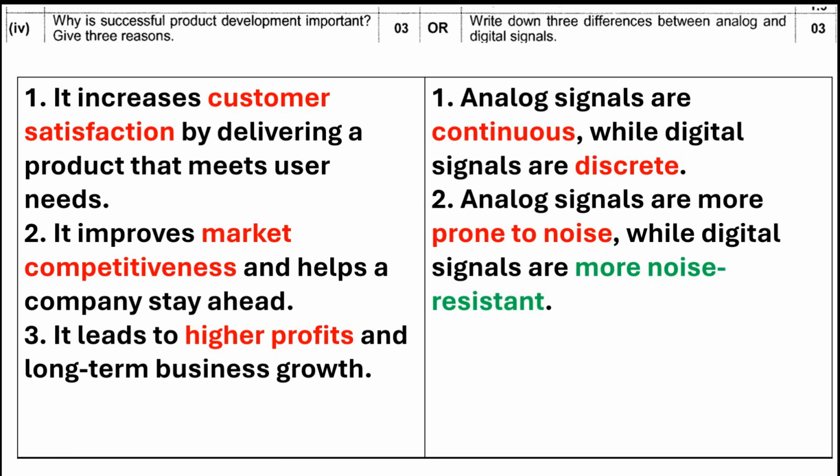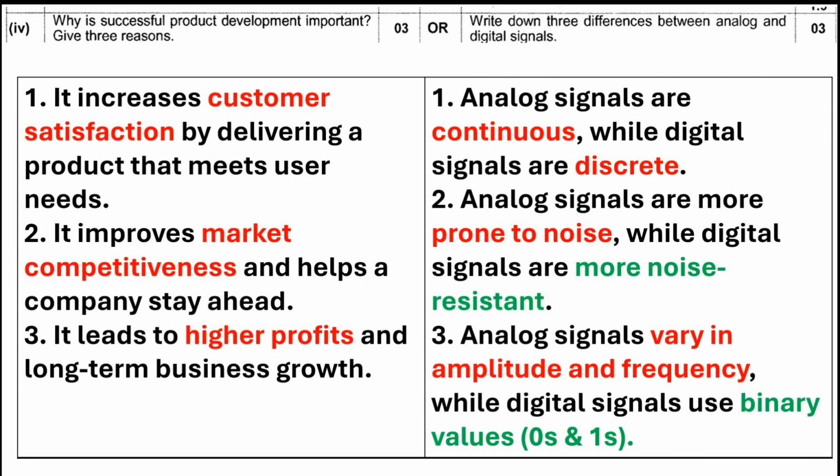Number two, analog signals are more prone to noise, while digital signals are more noise resistant. Analog signals can produce more noise, while digital signals have less noise, they are noise resistant. Number three, analog signals vary in amplitude and frequency, while digital signals use binary values, that is 0 and 1.